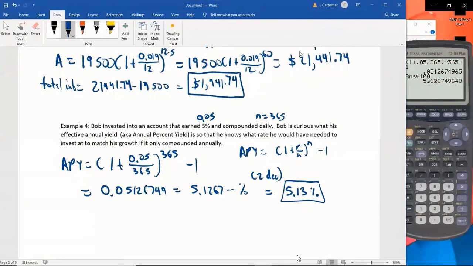So what this means is if Bob's system changes and they start offering accounts that compound only once per year, he would need to earn 5.13% at once per year to match the 5% compounding every single day. No, it's not a very large increase, but it is enough to lose some dollars, maybe lose tens or hundreds of dollars if you have a large deposit in here. The larger the deposit, the bigger the effect.